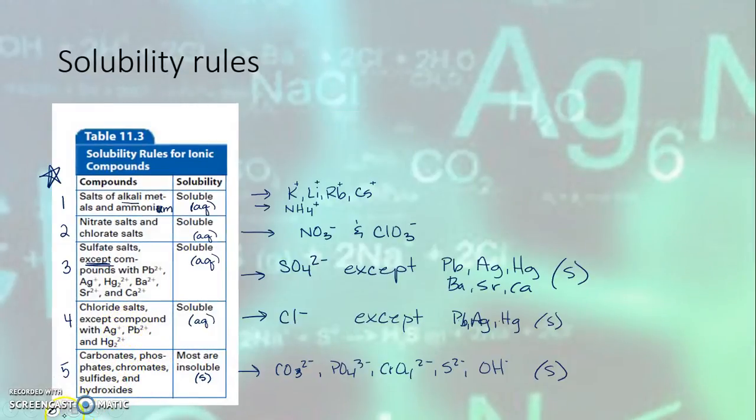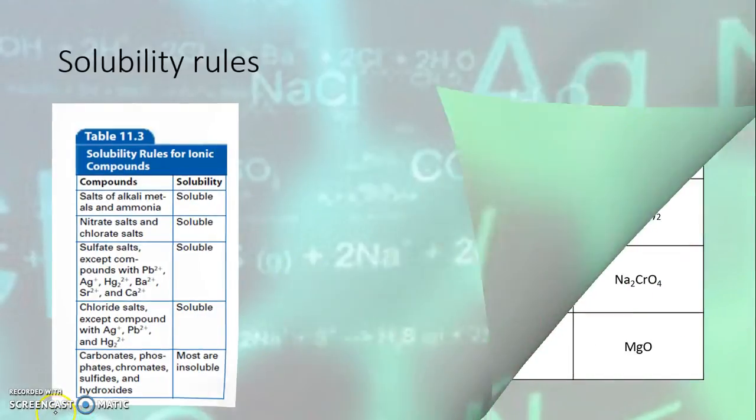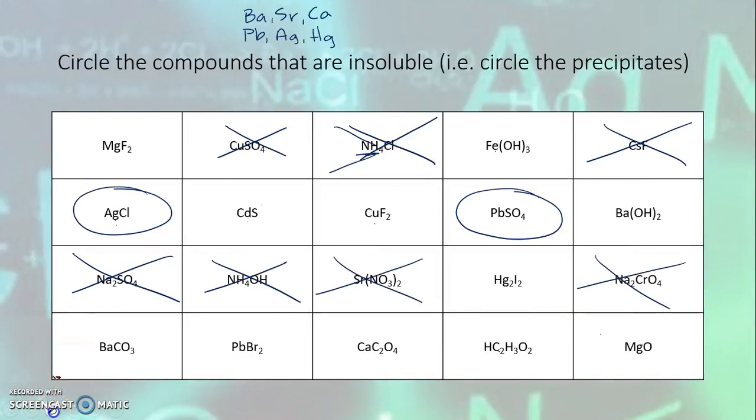Carbonates, phosphates, chromates, sulfides, and hydroxides. Okay, so that's a lot to remember, right? It was carbonates, phosphates, hydroxides, sulfides. What was the other one? Chromates.